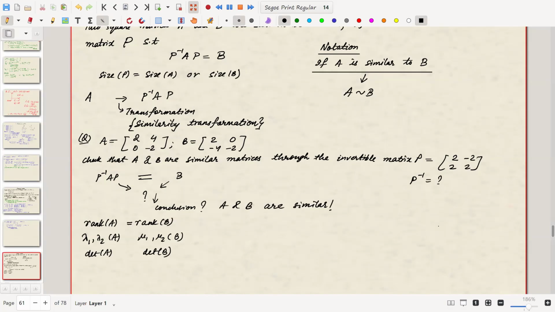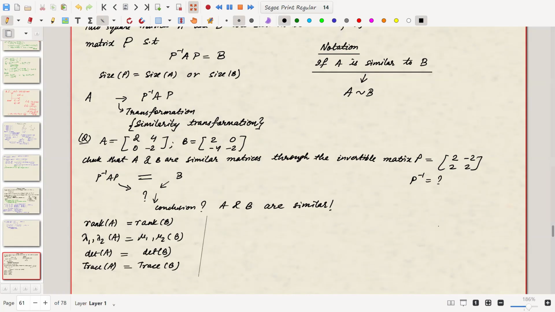Rank of A is equal to rank of B. Eigenvalues of A equal eigenvalues of B. Determinant of A equals determinant of B. And there are many other properties also. Similarly, trace of A equals trace of B, just the sum of diagonal elements. These are some of the properties of being similar. These are the traits of two matrices being similar.